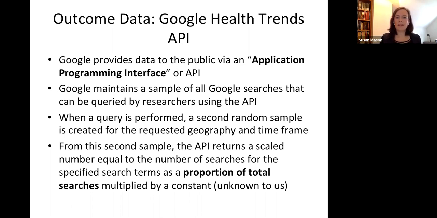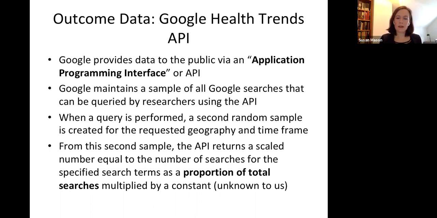So Google provides data to the public via a quote application programming interface, or API. And they maintain a sample of all Google searches that can be queried by researchers using the API. When a query is performed, a second random sample is created for the requested geography and time frame. The random is a bit of a question mark, it's not entirely clear what the sampling strategy is. So if I ask for Minnesota in the whole year of 2018, then they will pull a random sample for that particular time frame.